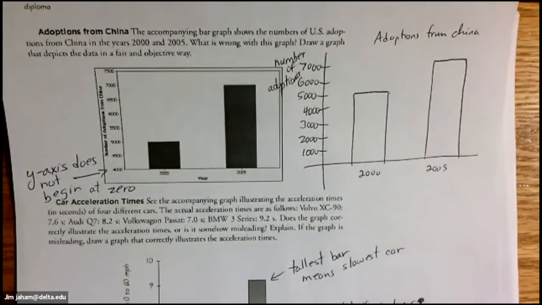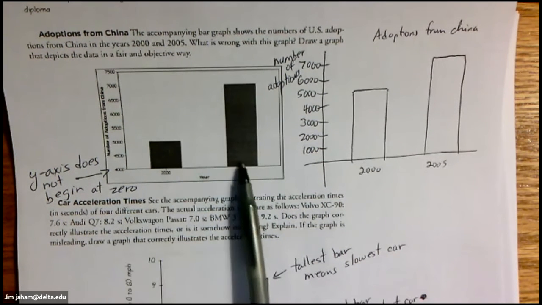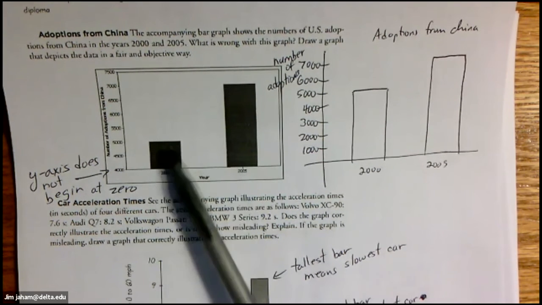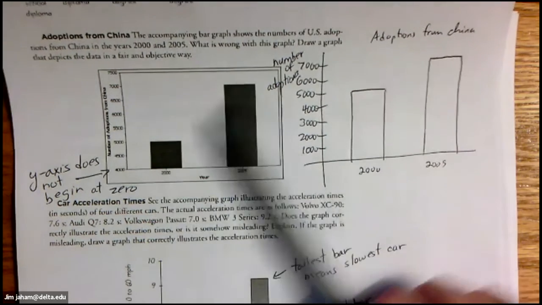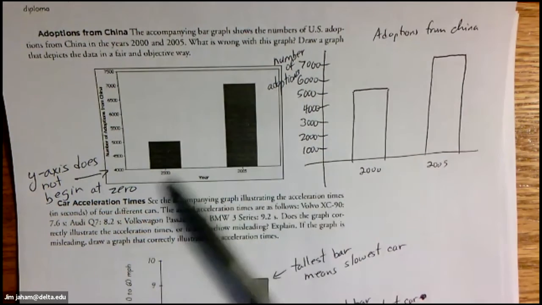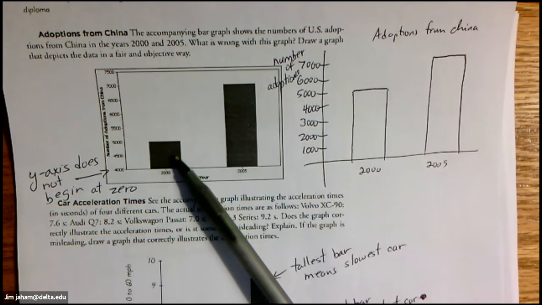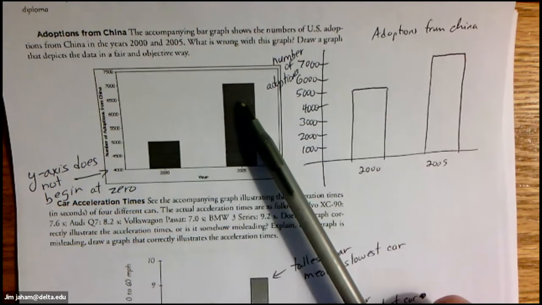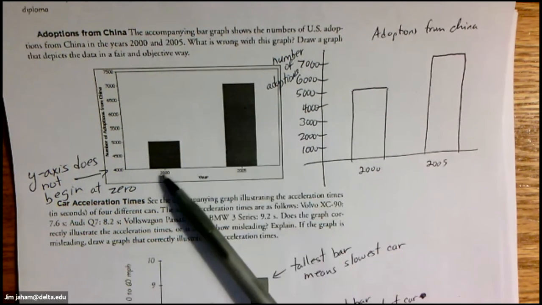This next one, adoptions from China. When you first glance at this, and you see this is the year 2000 and this is the year 2005, it looks like the number of adoptions from China has grown dramatically. In fact, this bar here might be 3 times as tall as this one. So you might think that there's 3 times as many adoptions in 2005 than in 2000.